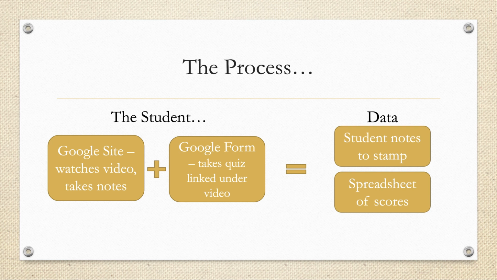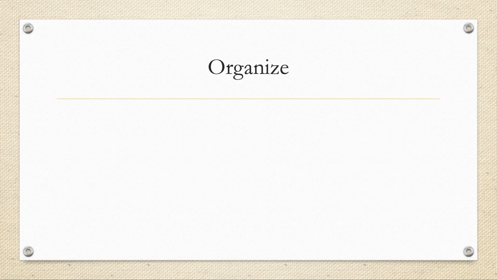And here's a way to hold them accountable for that. They don't get a stamp unless they've completed that Google form. Or maybe you give 2 stamps, one for the video, one for the Google form. Now, I don't know about you, but having all that data in multiple spreadsheets in multiple places makes me crazy. I want to have one spot where the data is collected from those formative assessments. Again, this is the beauty in using Google quizzes that makes a spreadsheet for you.